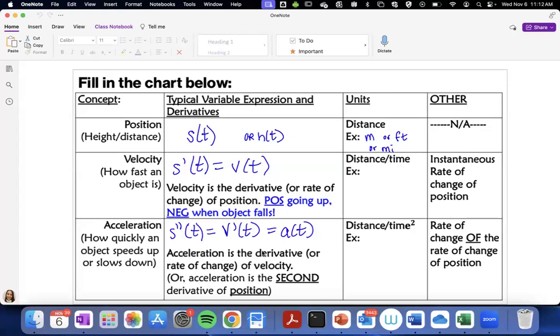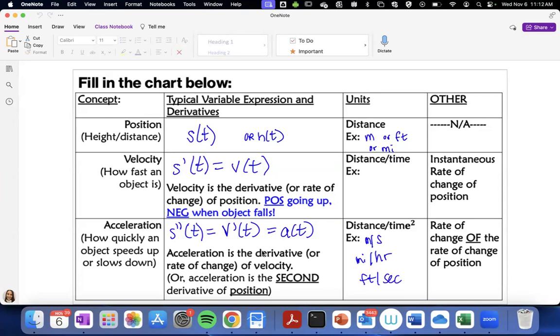They're all connected. Yay, math is connected. So you take what we call a higher order derivative, a second derivative. Okay? Distance over time squared. So the units you might see are meters per second or miles per hour or feet per second. Okay? Does that make sense? So those are your units.